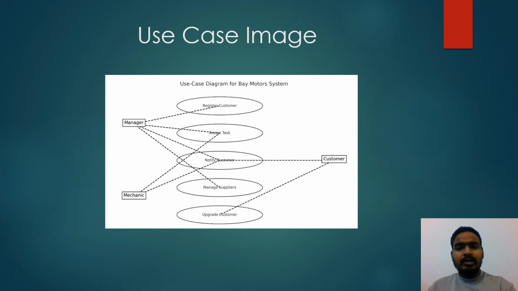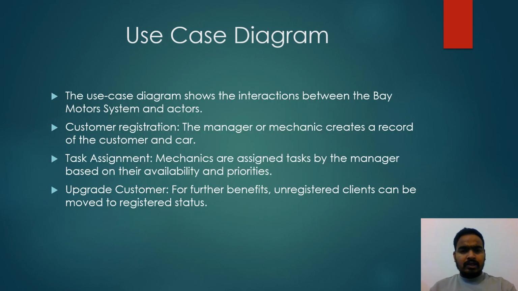The task assignment and tracking: managers can assign tasks to mechanics based on priority, while mechanics can view and complete tasks systematically. And the notification system: it automatically sends notifications about the status of their vehicle or any promotional offers to customers. And this matter is about the use case diagram.